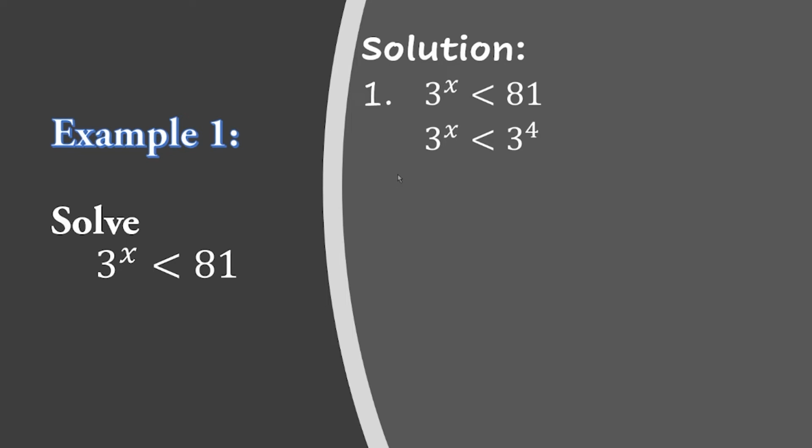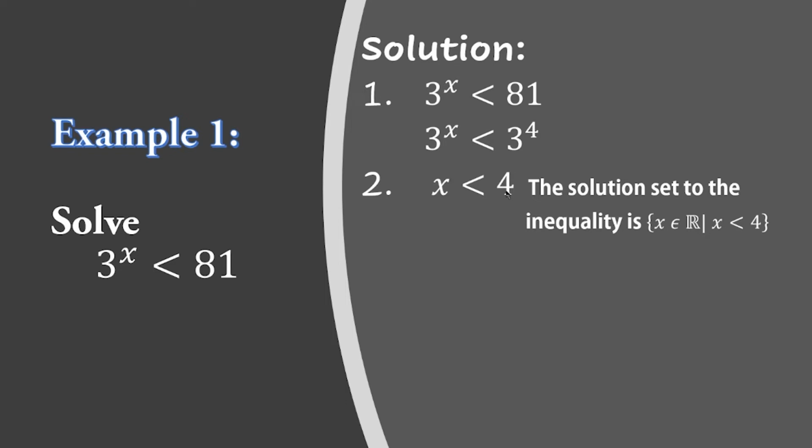For the second step, we apply the property of inequality for exponential functions and then solve. Since we now have the same bases, we can get our exponents. On the left side we have x, less than 4. So x is less than 4. This is now the solution set to the inequality, the simplified one. The solution set is x, an element of the real numbers, such that x is less than 4.